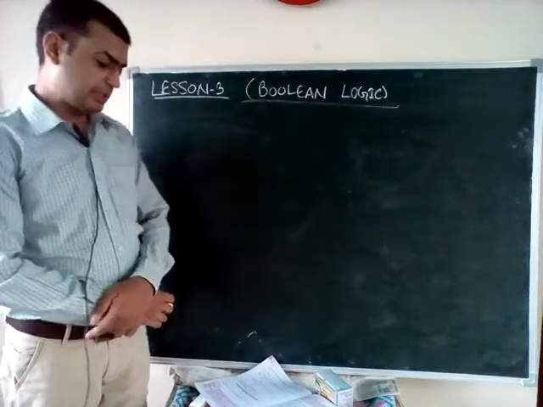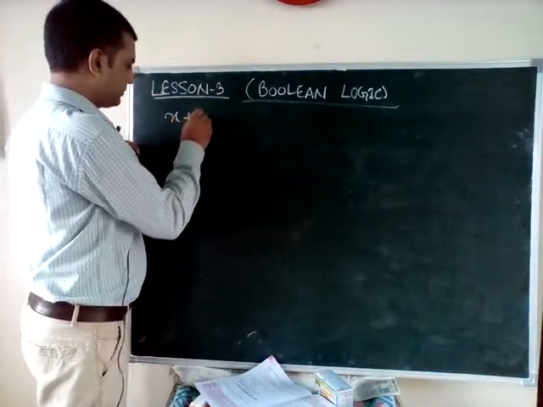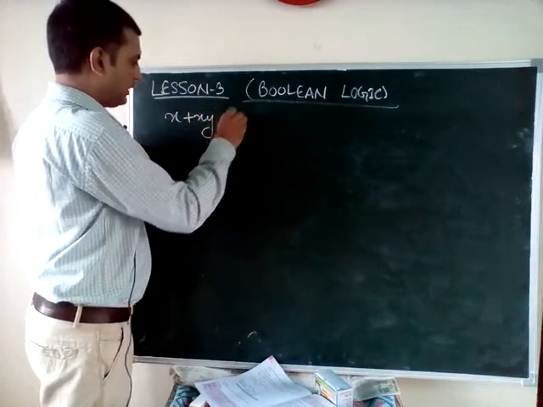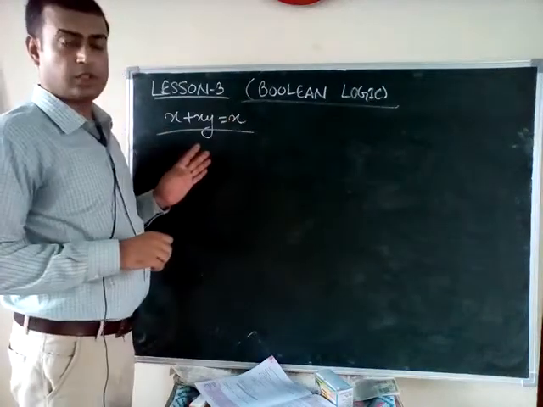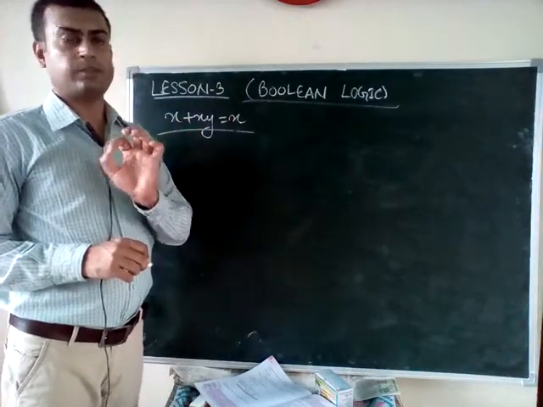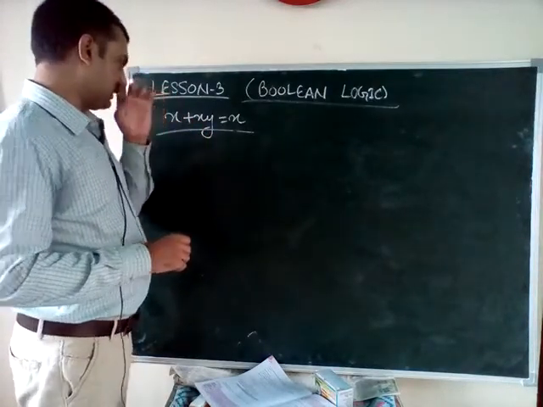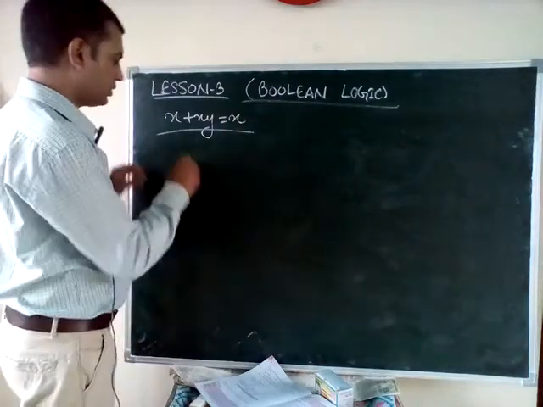Now as it is given in your book, x plus xy is equal to x. This is the absorption law, and you have to remember all the laws first of all. In this absorption law, you have to prove that this is equal to this with the help of a truth table.